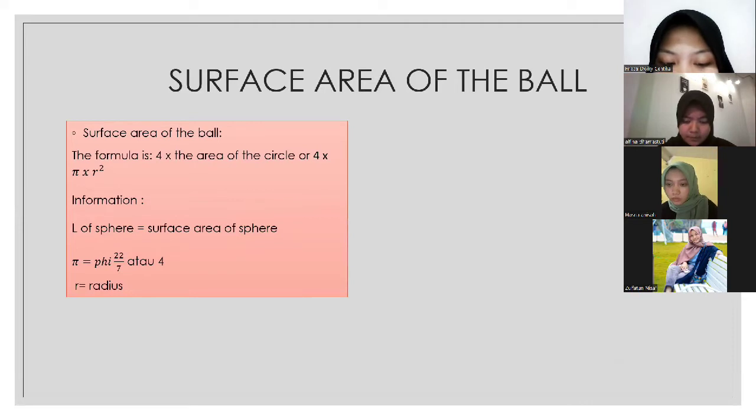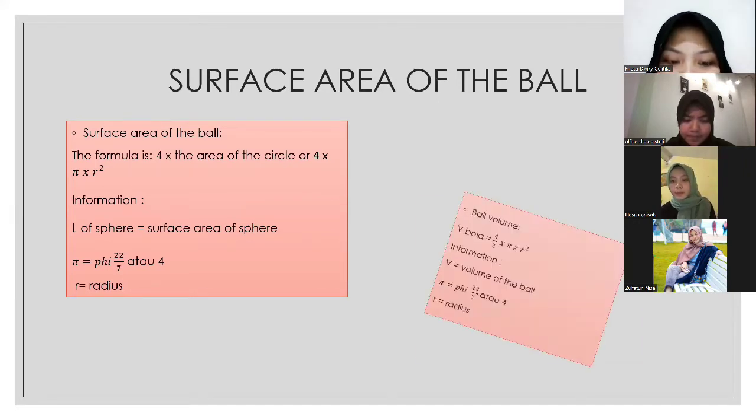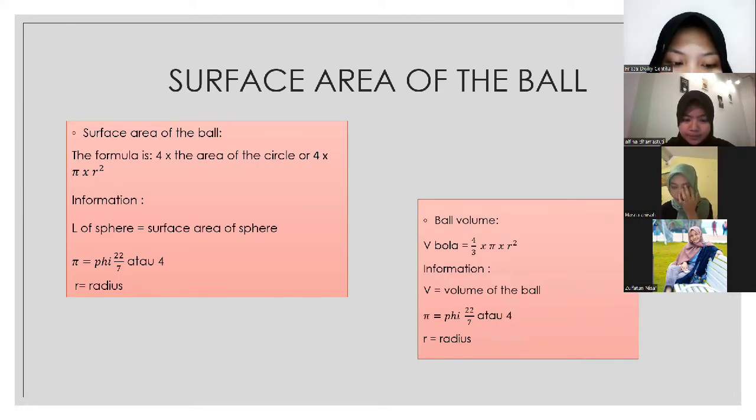And next is the formula for the volume of a sphere. Does anyone know what the formula for the volume of a sphere is? Excuse me, ma'am. Yes, Hasna. Permission to answer. The formula for the volume of a sphere is 4/3 times pi times the radius cubed. Good job, Hasna. Thank you. Here is the information. V equals the volume of the ball, pi equals 22/7 or 3.14, R equals radius.